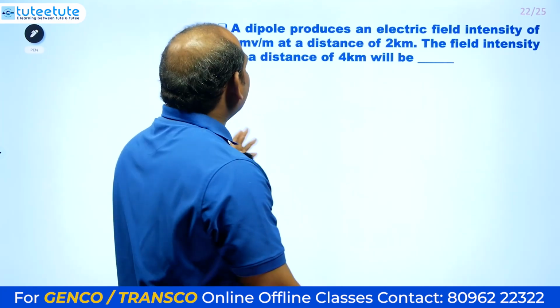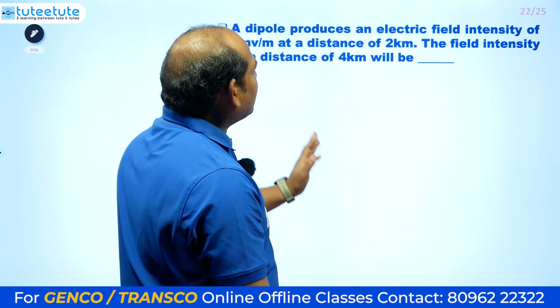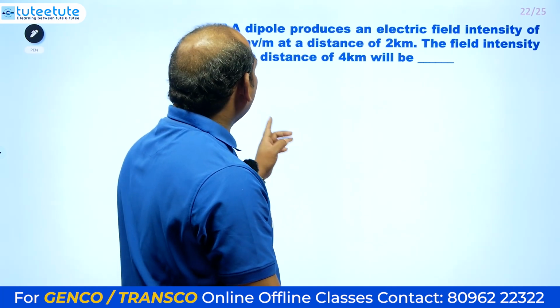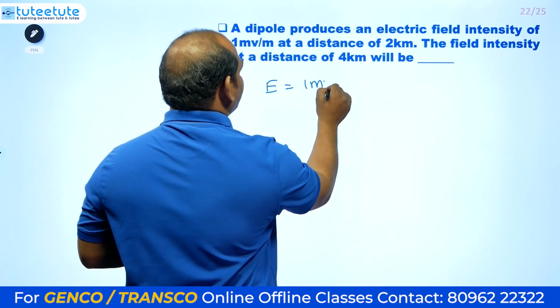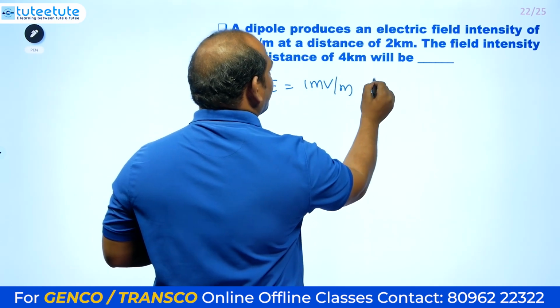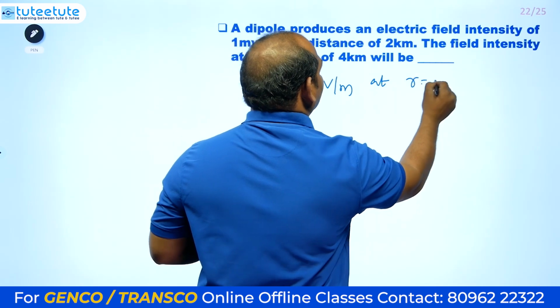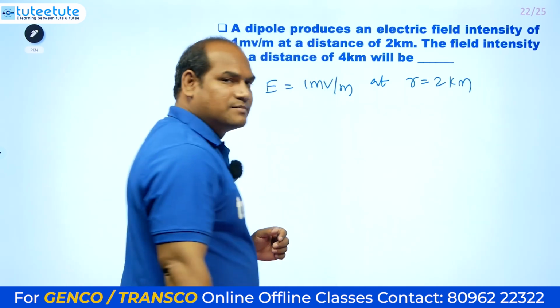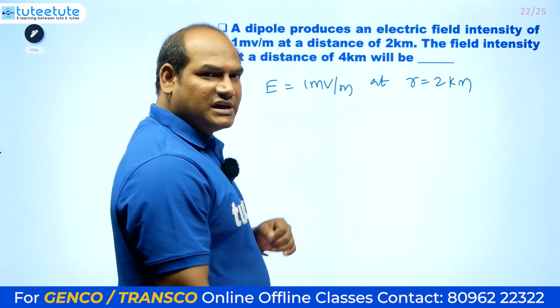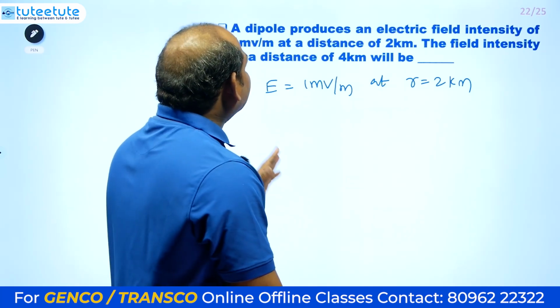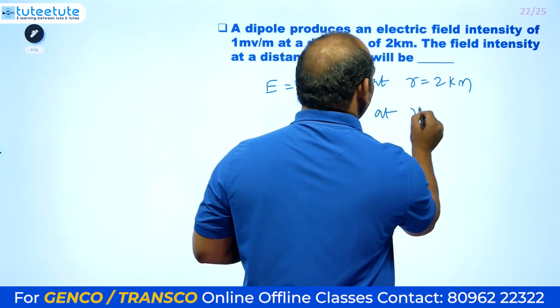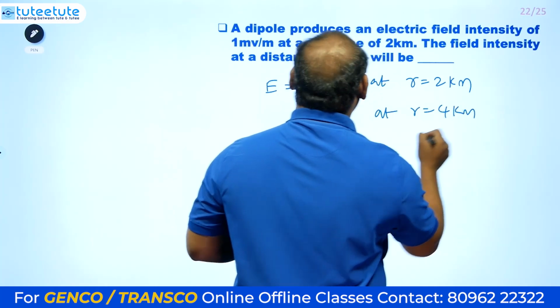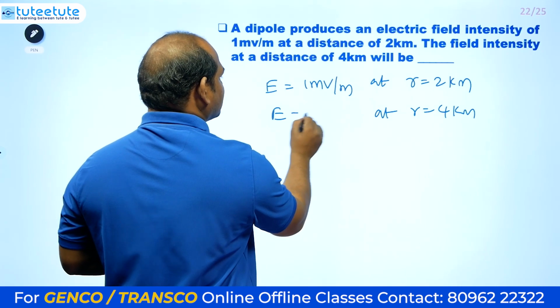Next question. A dipole produces an electric field intensity of 1 millivolt per meter at R equal to 2 kilometers. At some distance they have given the electric field this much value. What is the field intensity at the distance of 4 kilometers? At 4 kilometers, what is the electric field intensity? This is what they are asking.